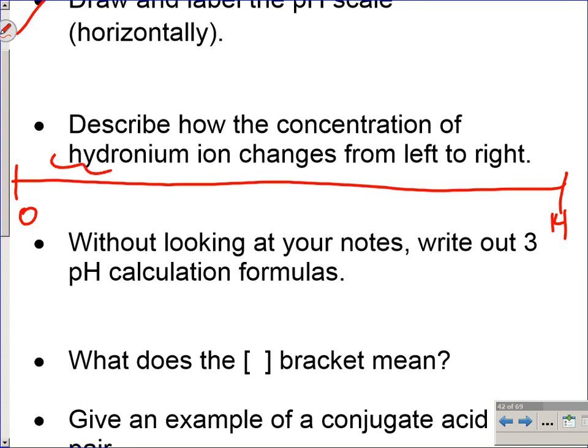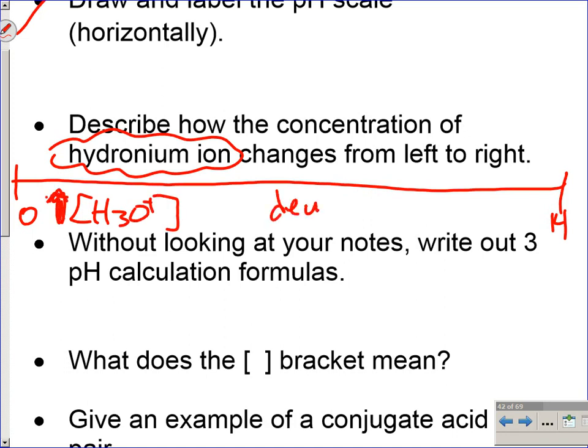Yeah, hydronium represents something that is acidic. So you're going to have a high concentration of hydronium over here. And then as you go, it's going to decrease. And you'll have a low concentration of hydronium over here.